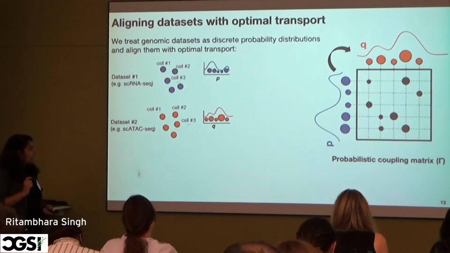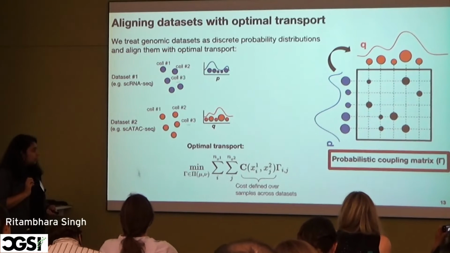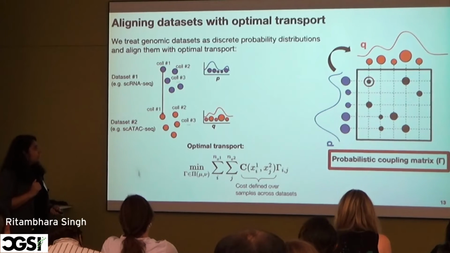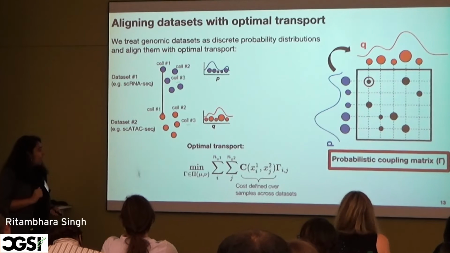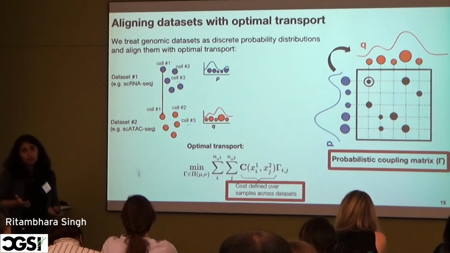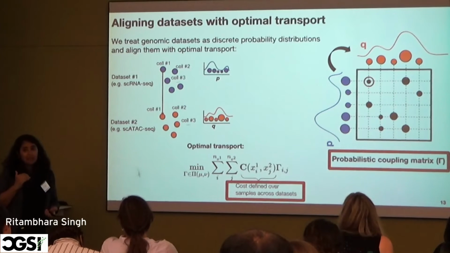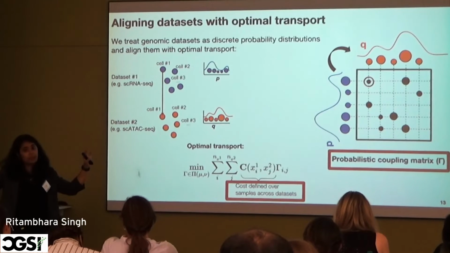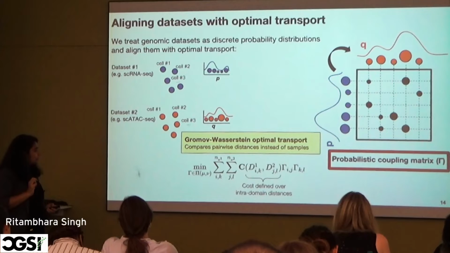And the way we do that is by optimizing this optimal transport function, where we are basically trying to learn or minimize over the probabilistic coupling matrix, which is the weight, such that when we weigh one sample, it gets moved to the other sample in the other distribution. And we do that by minimizing a cost function that we define over the samples in the two distributions. Now, this formulation exactly won't work for our case because our two data sets are in two different metric spaces because they are two different measurements. So what we used was a variation known as Gromov-Wasserstein optimal transport.